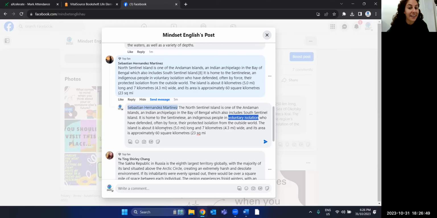The island is about 8 kilometers or 5 miles. You don't need to put the 5 miles. So it's about 8 kilometers long and 7 kilometers wide. And its area is approximately 60 square kilometers. Perfect. So I'll take off the miles because we are in Australia. We speak in kilometers, so that's fine. You don't need to.